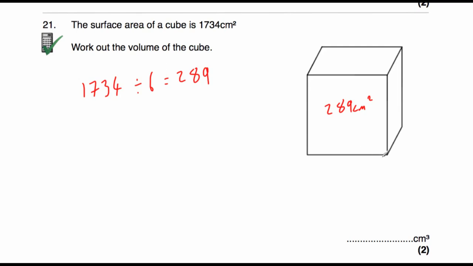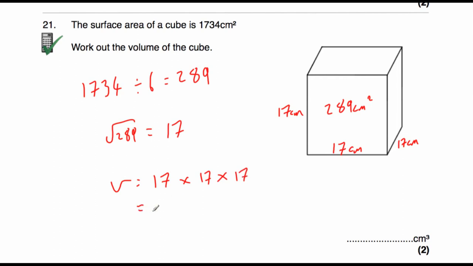So we want to figure out what number do we multiply by itself to get 289, and we can do that by finding the square root of 289. So on our calculator, we'll press the square root of 289, and that's equal to 17. So that means that this square is 17 centimeters by 17 centimeters, and because this is a cube, that means that if the width is 17 centimeters, and the height is 17 centimeters, then the depth would be 17 centimeters as well. And we want to find the volume of the cube, so we're going to do the volume is equal to 17 multiplied by 17, multiplied by 17, and that will tell us the volume of our cube. And that's equal to 4,913 centimeters cubed.